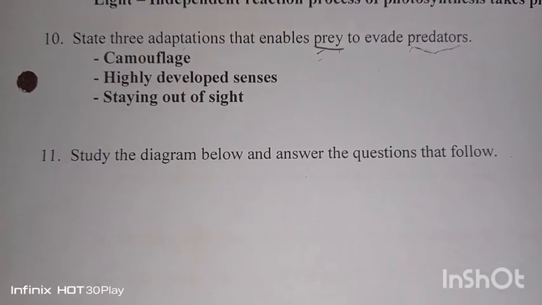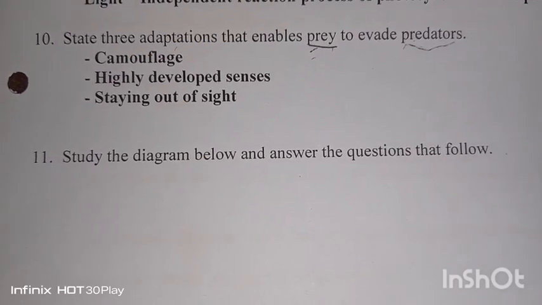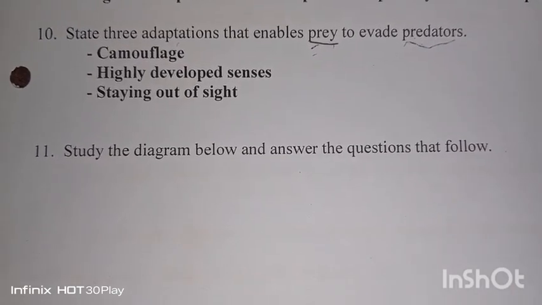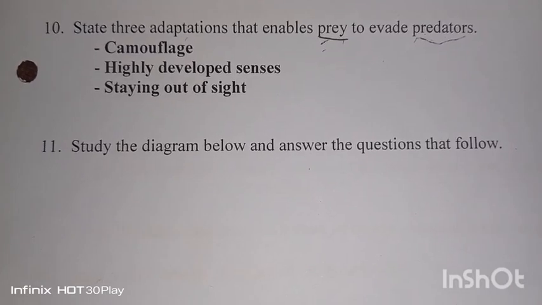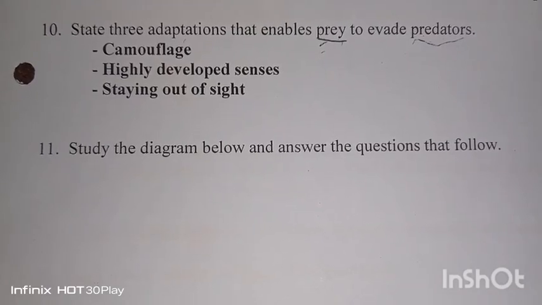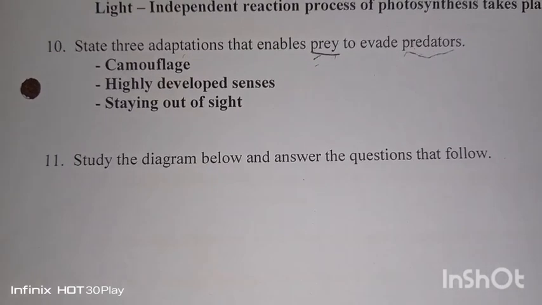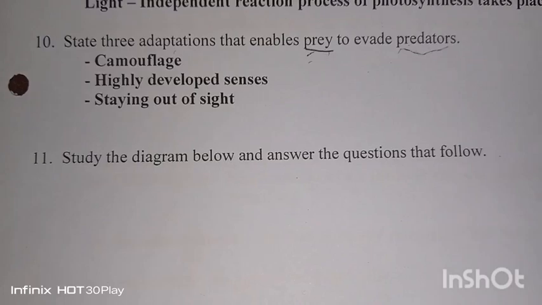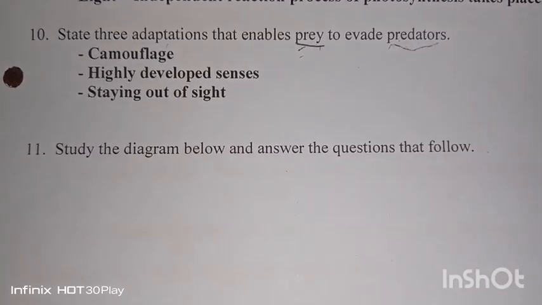Camouflage is when they have the same color as the surrounding environment, maybe the grass or maybe the vegetation, so they hide. And then they have highly developed senses to be able to evade predators, and they sense them from a distance. Then they stay out of sight. In short, they hide so that they can run away. The predator does not see them.